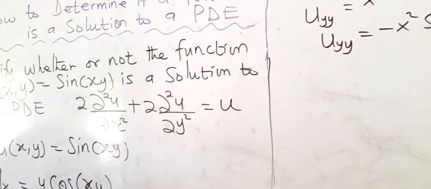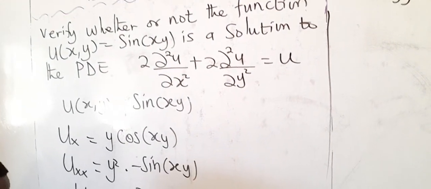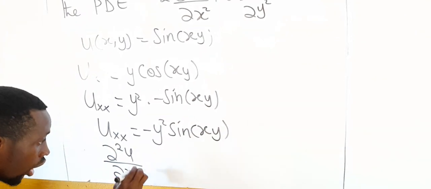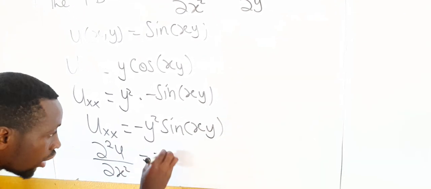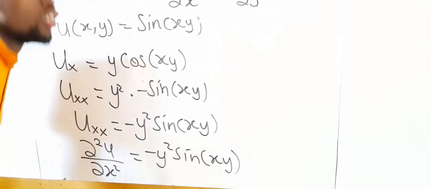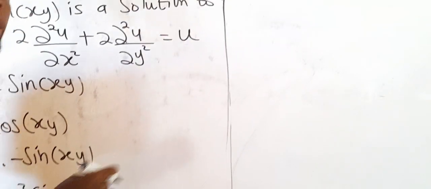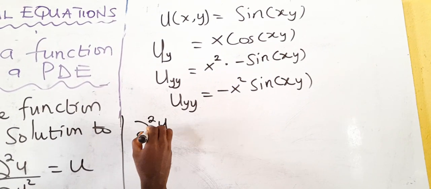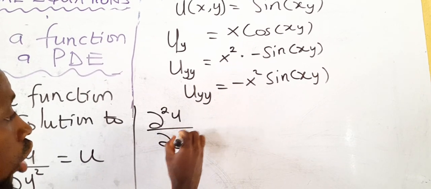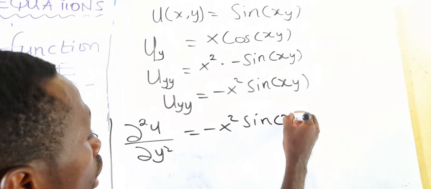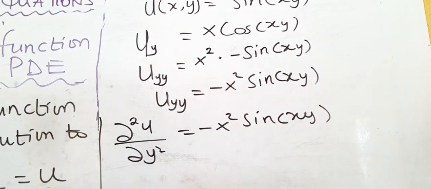Remember that this is the same as del squared u over del x squared. So it's still that. So we don't have a problem. Then this is also del squared u over del y squared, which is equal to negative x squared sine xy. Now what do we do?